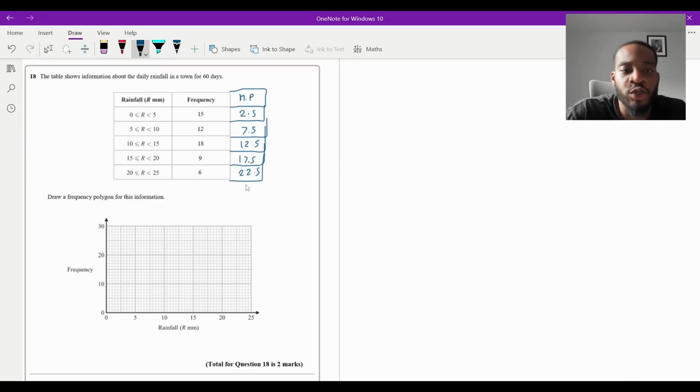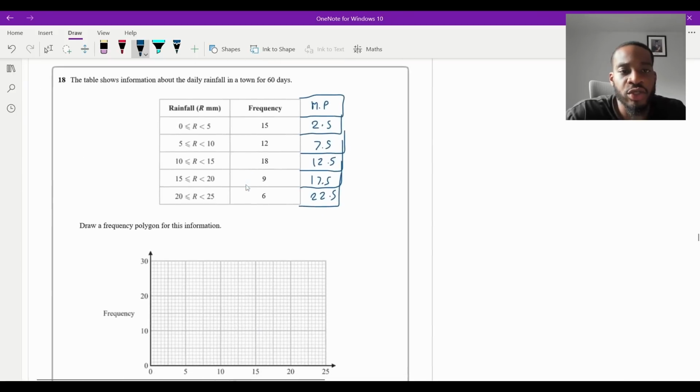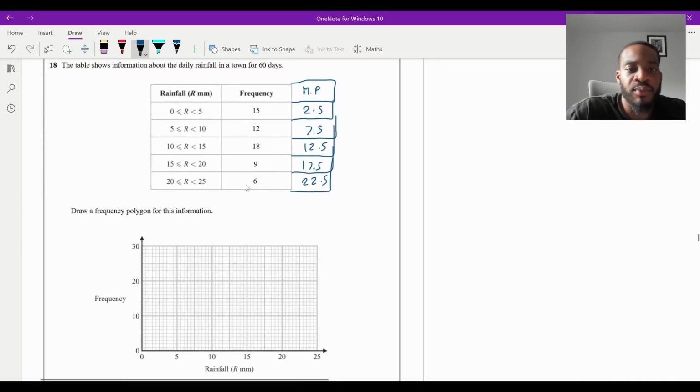And then all you do now is you're going to plot these like coordinates. So what I'm going to do is put the midpoints on the axes. So that's going to be 2.5. That's going to be 7.5. That's going to be 12.5. And then that's going to be 17.5. And then that's going to be 22.5. And all you're going to do is just literally plot these as coordinates.